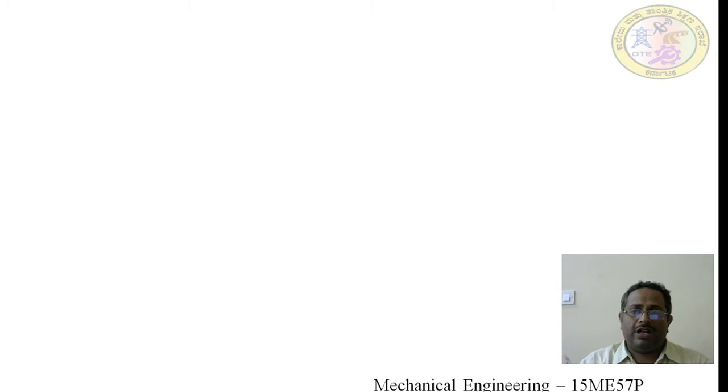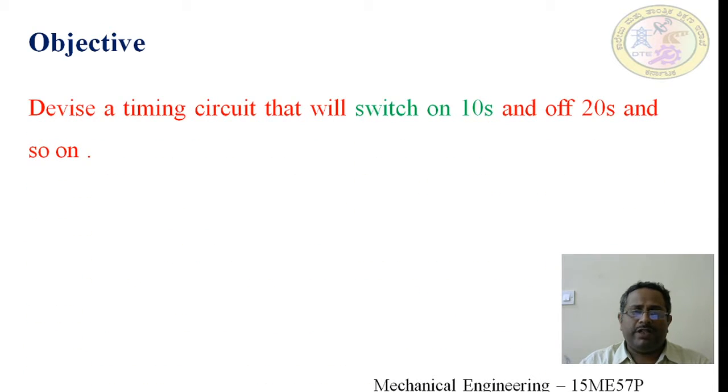First, the objective of this experiment. The objective is to devise a timing circuit that will switch on for 10 seconds and off for 20 seconds, and so on. Here we are using an electric bulb to demonstrate. That bulb has to be switched on for 10 seconds, then after 10 seconds it has to be off for 20 seconds, then again switched on for 10 seconds, and again off for 20 seconds. Like this it has to continue automatically until you switch off the PLC. That is the objective. To suit this objective you have to build a ladder diagram.